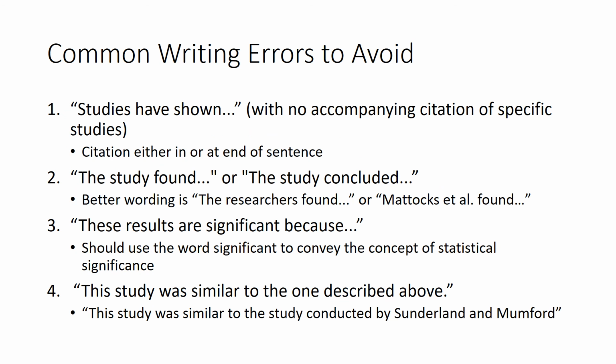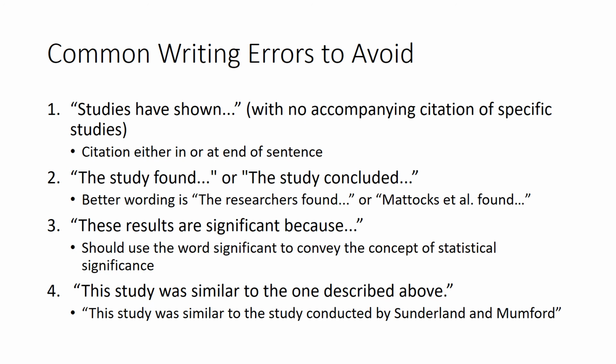However, it can be helpful to check your writing for some common errors. For example, writing "studies have shown" whatever the case may be, but not including a citation of the author's work either at the end of a sentence or within the text. Another common error is writing that "the study found" or "the study concluded." Better wording is "the researchers found," since they found or concluded something. When looking at the third example on the list, "these results are significant because," the word significant should primarily be used when referring to statistical analysis.